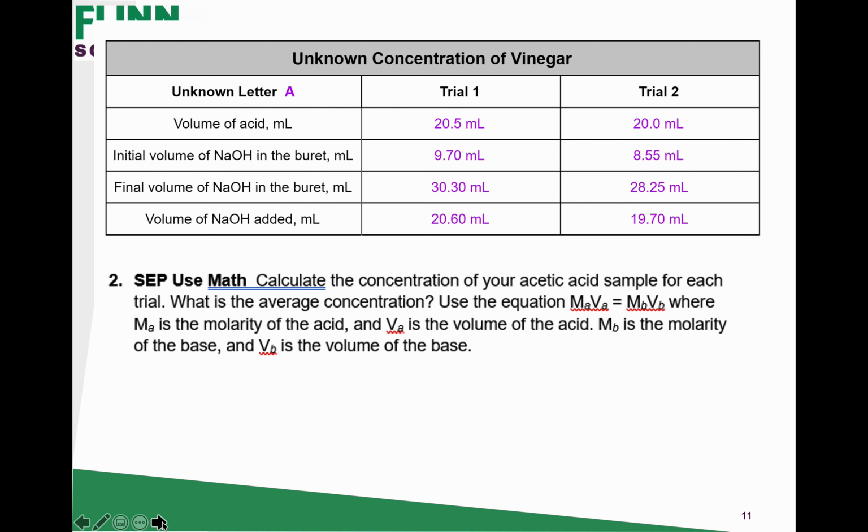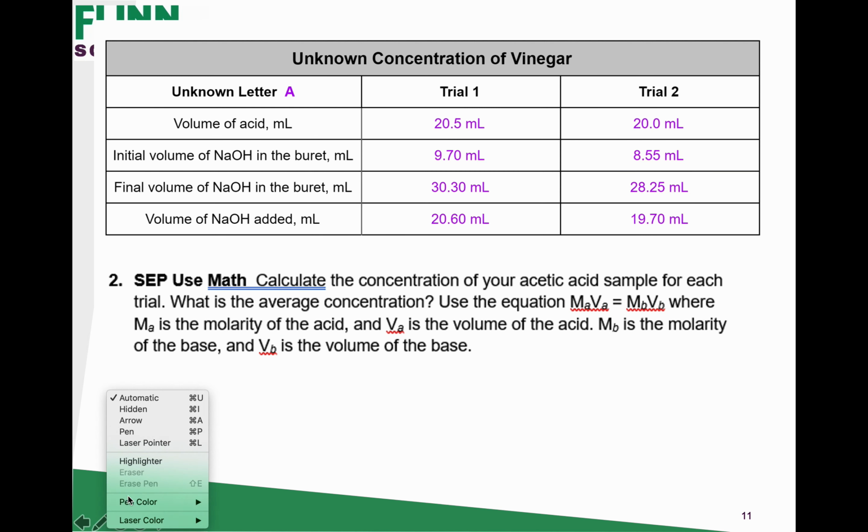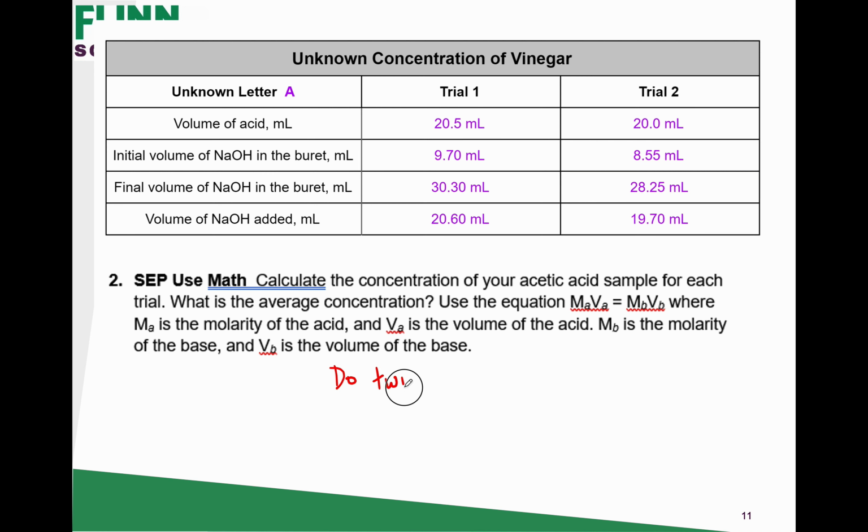So you are going to perform that calculation twice. Okay, so don't forget you need to perform that calculation twice. All right, so you're going to do this calculation twice. Once for trial 1, and then you will do it again, that same formula, for trial 2.